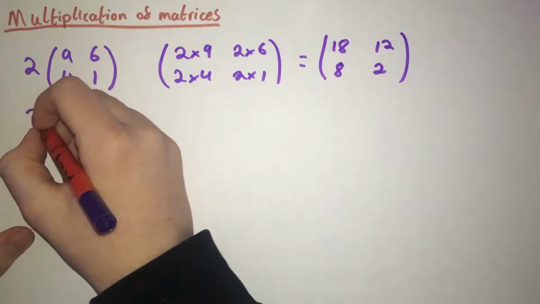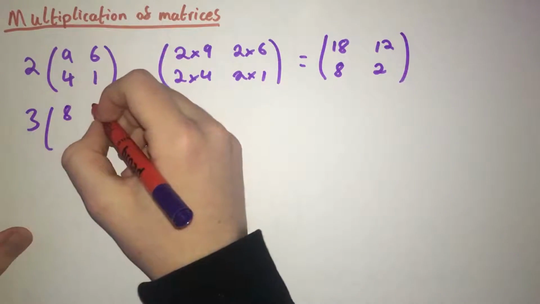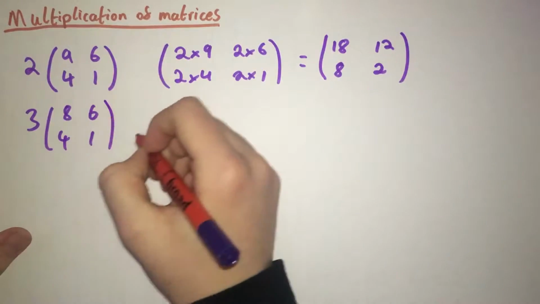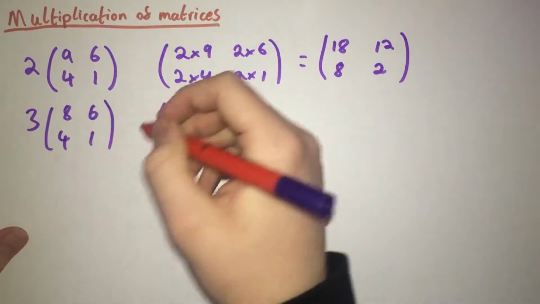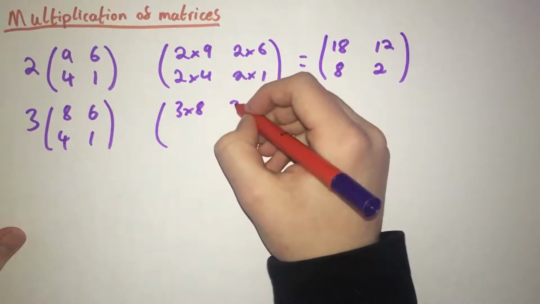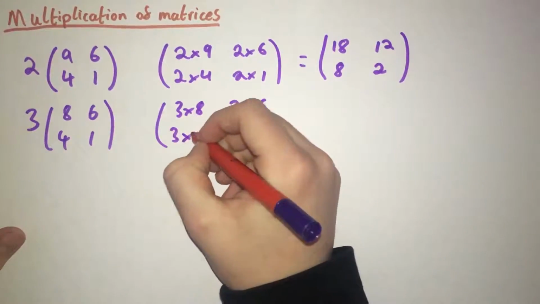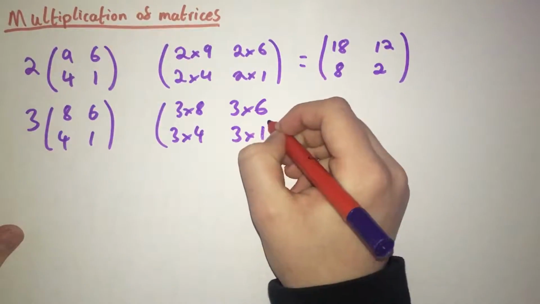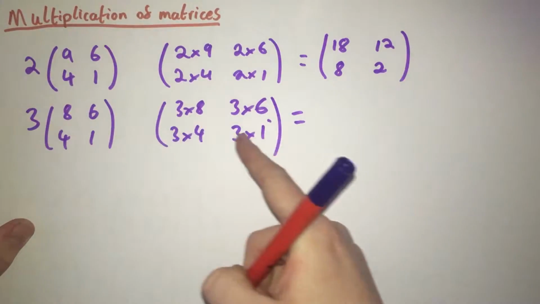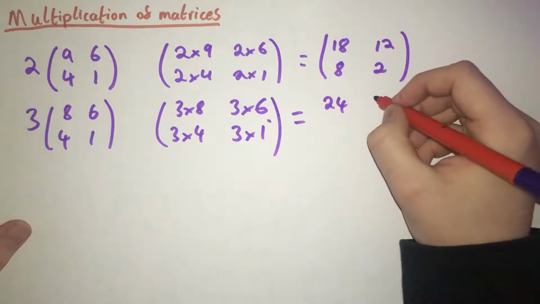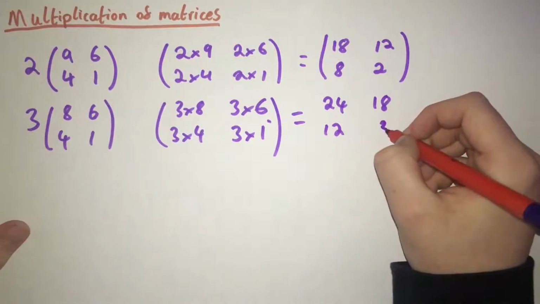So another one, let's do 3 times this matrix, 8, 6, 4, 1. 3 times 8, 3 times 6, 3 times 4, 3 times 1. Let's simplify that. 24, 18, 12 and 3.